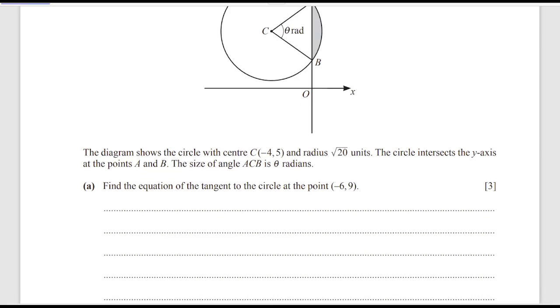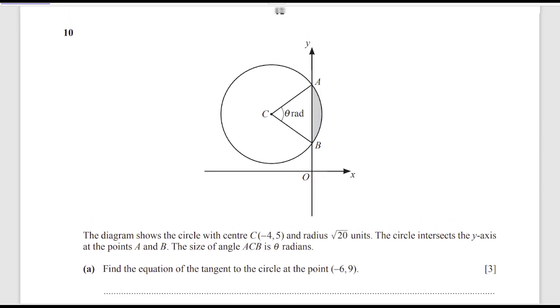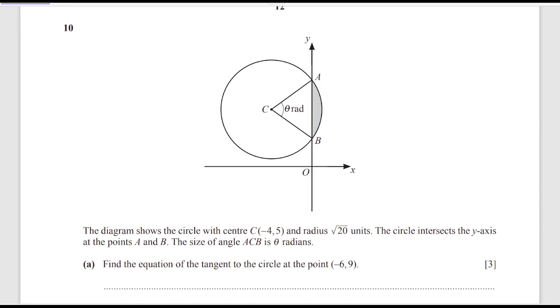Since the center of the circle is given, we know that the radius to the circle at a point is perpendicular to the tangent at that point. So suppose (-6, 9) is somewhere here. So we need the equation of the tangent at this point. Now this is the point (-6, 9). The center of the circle is C (-4, 5). We know that the radius from the center to the point of tangency is perpendicular to the tangent at that point.